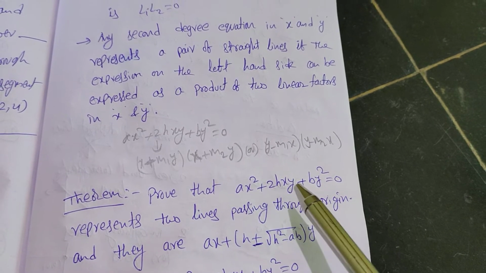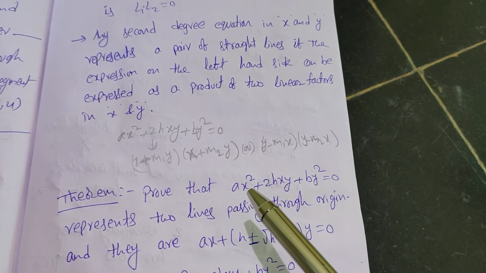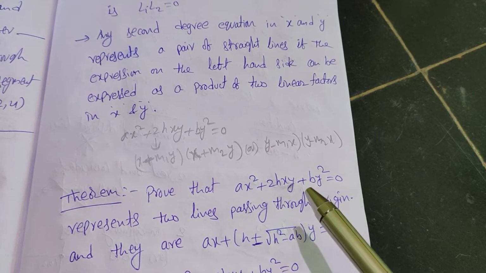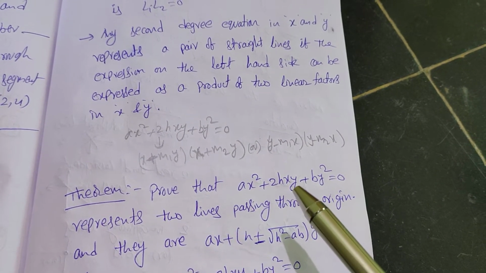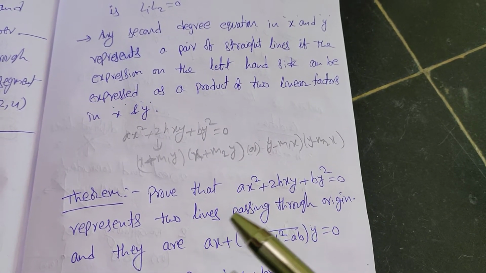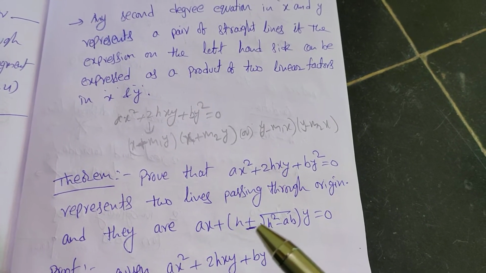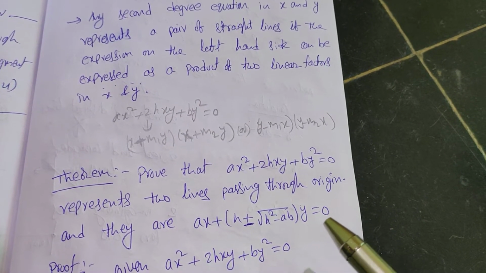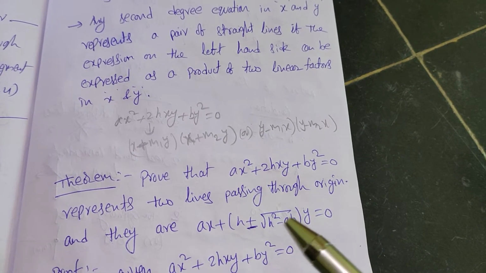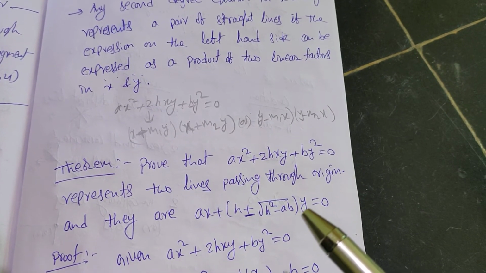Yes, very clearly, if it doesn't have a constant, that is obviously passing through origin only. If you substitute x comma y as 0 comma 0, so x is equal to 0, y is equal to 0, if you substitute here you get 0 only. Okay, so it is obviously passing through origin, and represents two lines passing through origin, and they are, those two lines he is asking, ax plus h plus or minus root over h square minus ab into y is equal to 0. One line is ax plus h plus root over h square minus ab into y is equal to 0. Another one is ax plus h minus root over h square minus ab into y is equal to 0.